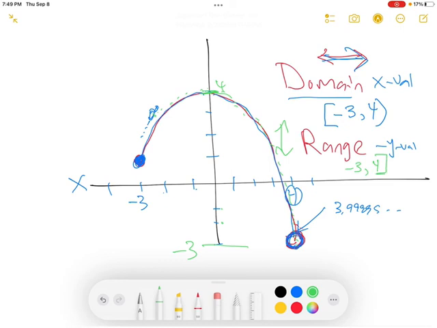Now it includes the 4, because it can actually get to 4. Here's the bug up here at 4. But we don't include the negative 3 because the bug never actually gets to that negative 3 line. It gets to negative 2.99999, but it never gets there. So we're going to do our rounded bracket there, and that's our domain, and that's our range. And that's it.